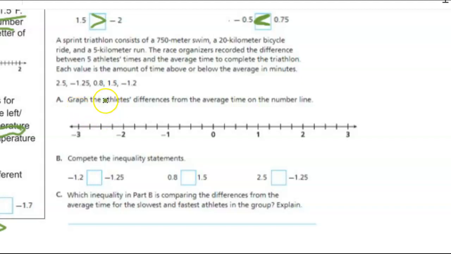So we're going to go ahead and put these on the line. Our first one's a positive 2.5, so 2.5. Then we have negative 1.25. We have a 0.8, which is going to be around this area right here.